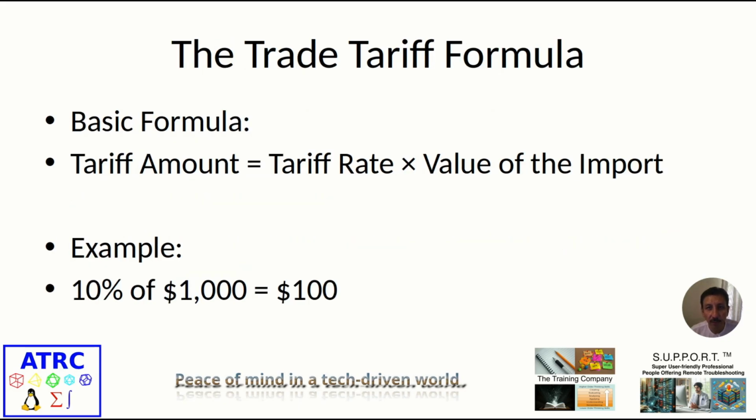Here is the basic formula. The tariff amount equals the tariff rate multiplied by the value of the import. So if a product is worth $1,000, it's taxed at 10%, the importer pays $100 in tariffs.